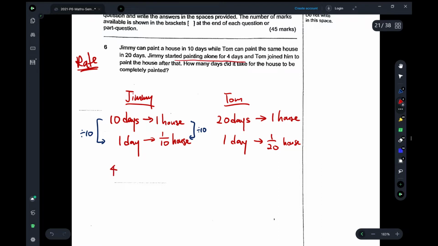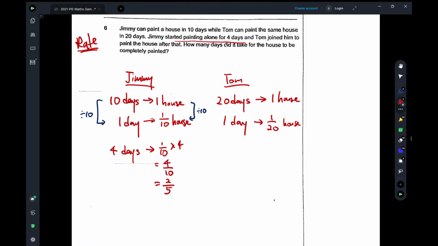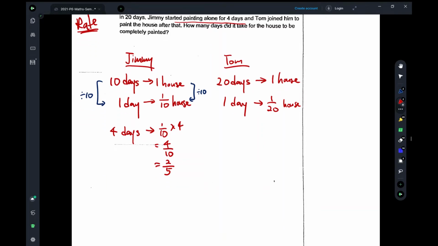So, in 4 days, that will be 1 out of 10 times 4. 4 out of 10, simplify, 2/5. The 2/5 of the house is already done before Tom joins. So, 1 whole minus 2/5 of the house, they still have to paint another 3/5 of the house. And now they're going to work together.